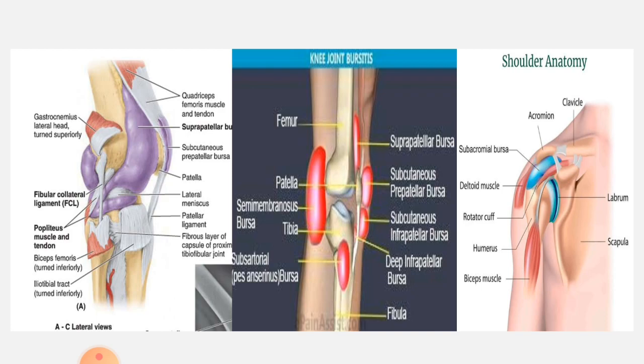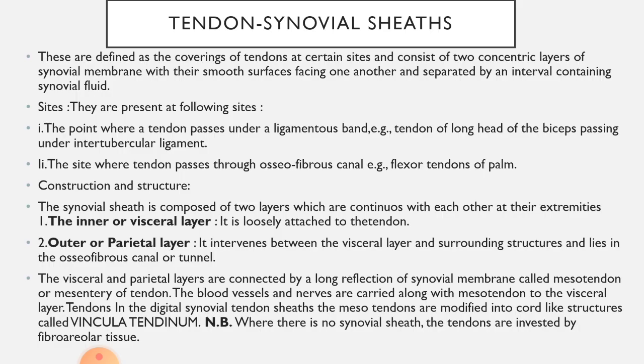In the next image, which is the second image, you can also see the bursa between the two muscle tendons, semimembranosus and semitendinosus. And you can also see the subacromial bursa. So these are the various types of bursa.